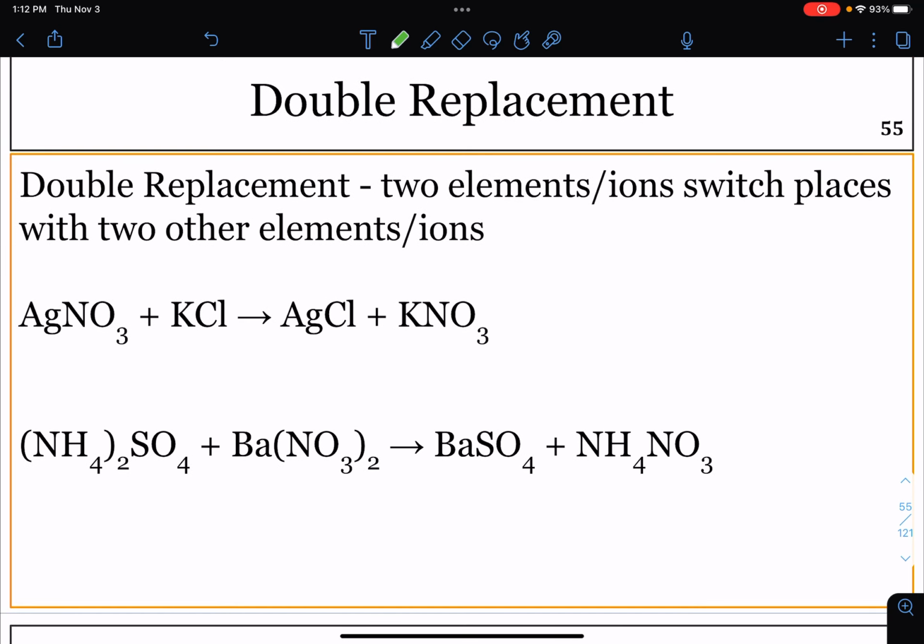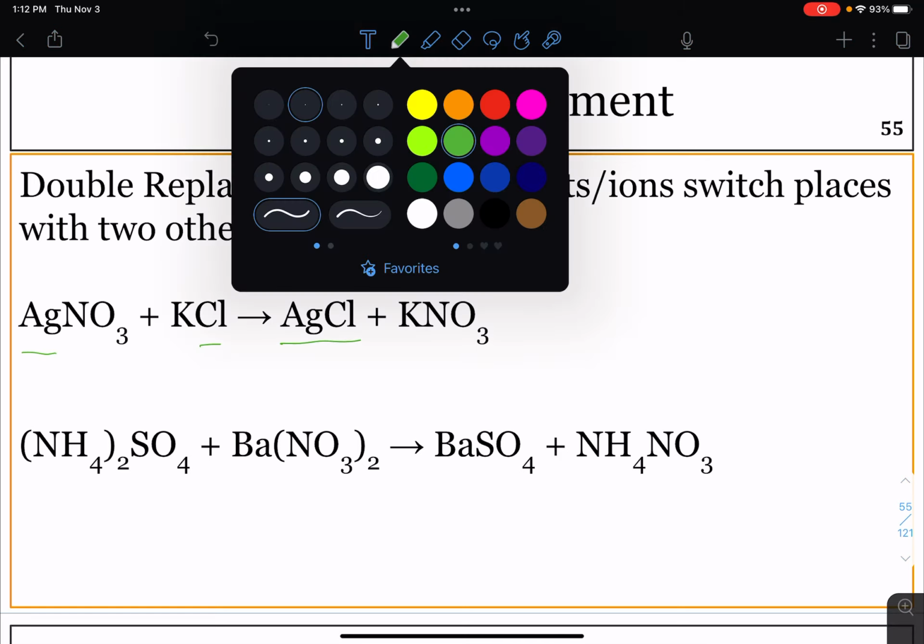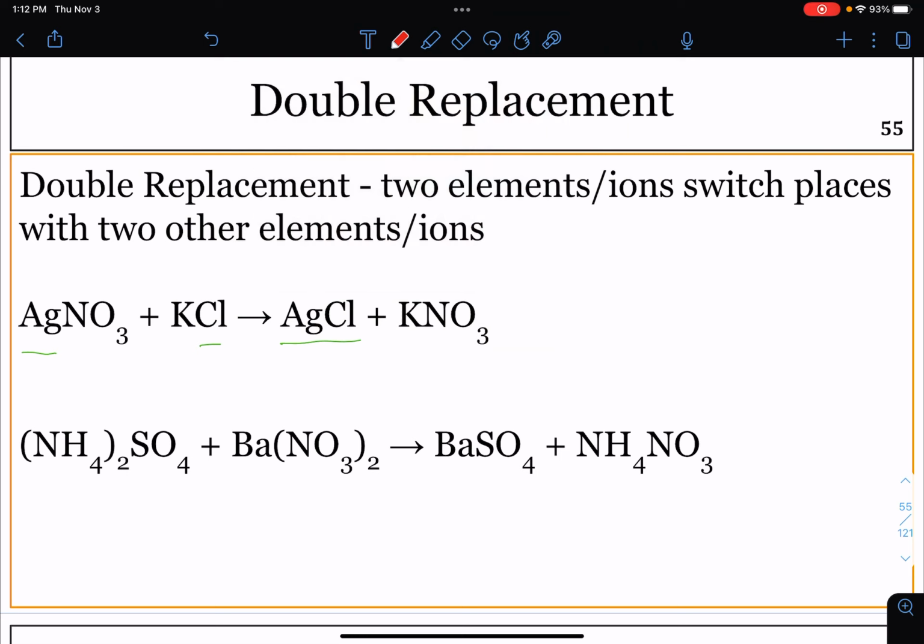Double replacement reactions involve 2 ionic compounds on the reactant side. One element from one compound forms a new bond with one element from the other compound. You can see that we have silver and chlorine creating silver chloride on the product side. And then we have potassium and nitrate, NO3, creating potassium nitrate as our second compound.